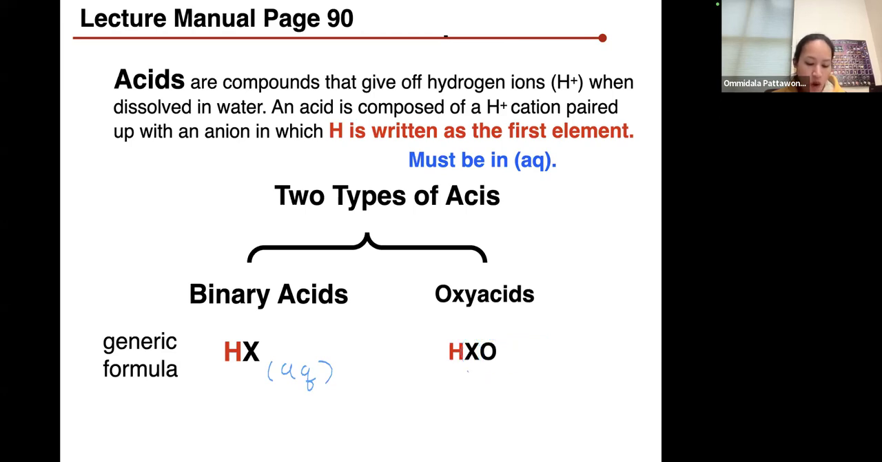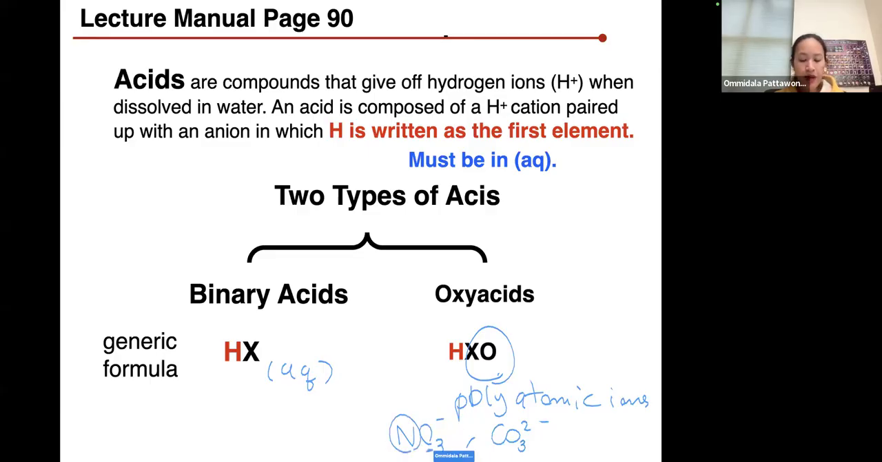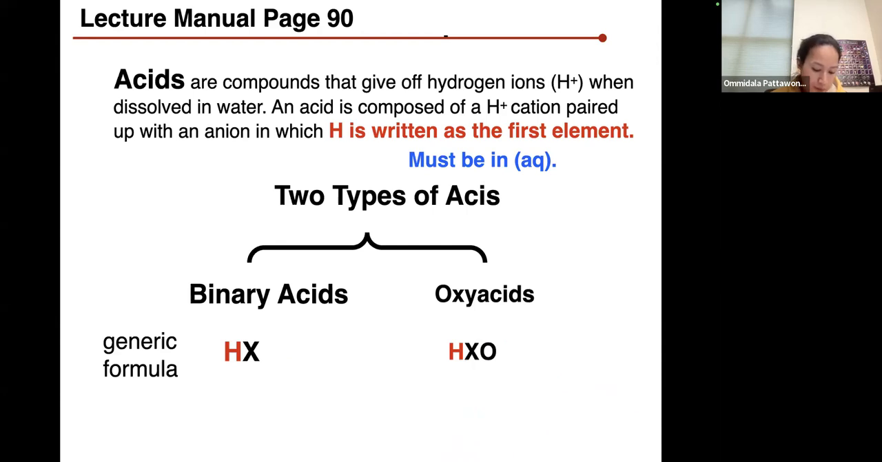So if you think about which nonmetals include oxygen, these are going to be the polyatomic ions, such as nitrate, for example, or carbonate, for example. Those represent X, that's where the O is, right? Again, this will have to be in aqueous as well. The names of these two will not be the same. So I'm going to give you the names real quickly, so that when you see it again, it's easier for you to understand.